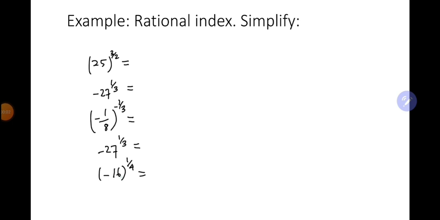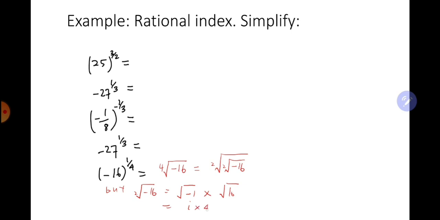Next one is negative 16 power 1 over 4. The answer is definitely in complex numbers. Want to try? Just do it. So this one can be written as root 4 of negative 16, and this can be rewritten as root 2 of root 2 of negative 16. But root 2 of negative 16 can be written as square root of negative 1 times square root of 16. So this can be written as i times 4, or 4i. Therefore this can be simplified as square root of 4i.